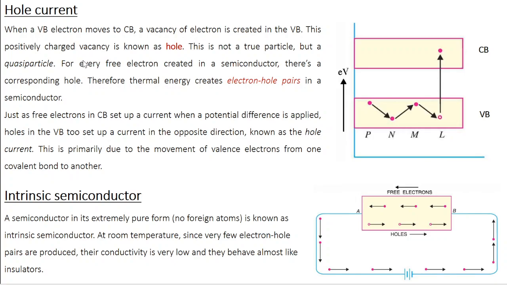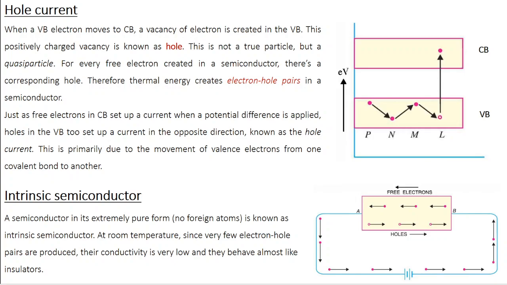So the positively charged vacancy is known as a hole. One thing you have to remember, hole is not a true particle like electron. Electron is something which actually exists. You can measure the electron, you can measure its energy, you can measure its momentum, etc. But hole is not a true particle, it is just an absence of electron.